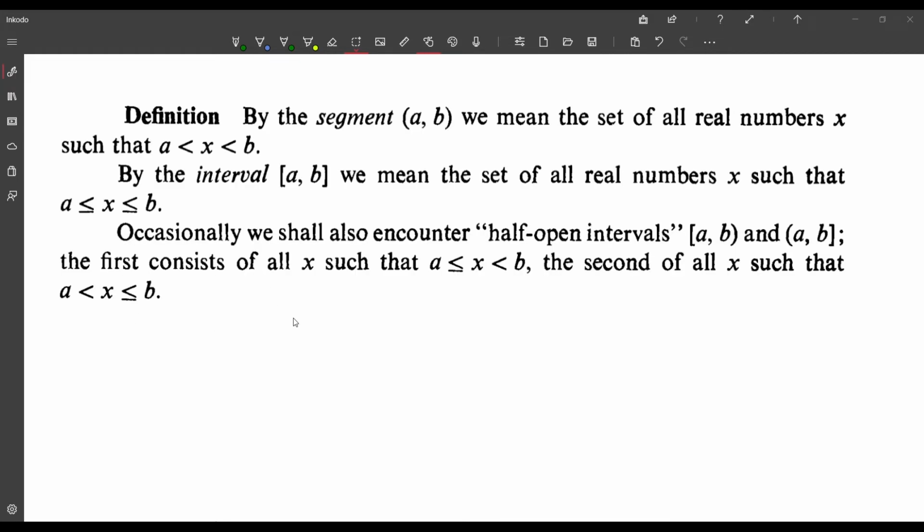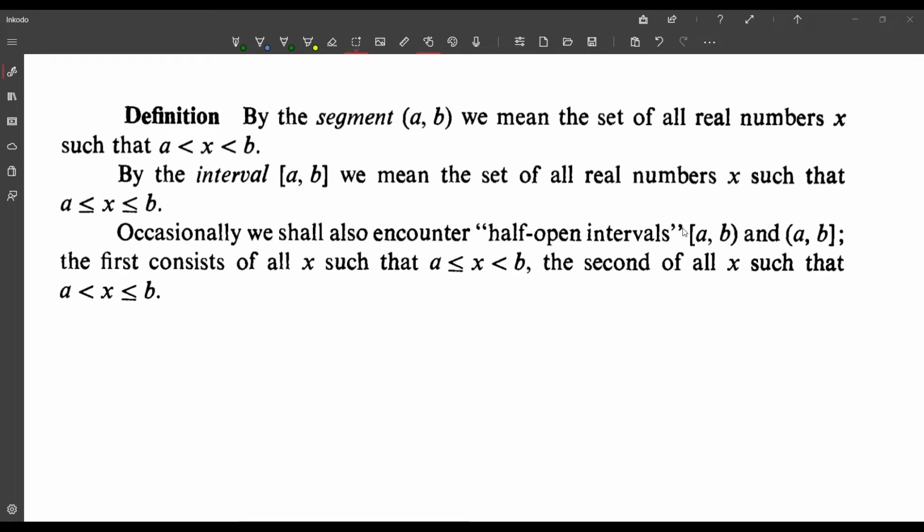So we define segment. By segment (a,b), we mean the set of all real numbers x such that a < x < b. By the closed interval [a,b], we mean the set of all real numbers x such that a ≤ x ≤ b. Occasionally, we shall also encounter half open intervals, closed at a, open at b, and open at a, closed at b. The first consists of all x such that a ≤ x < b.